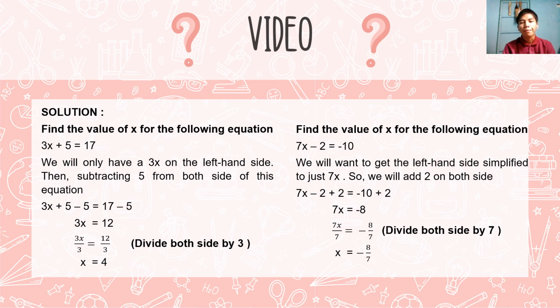Find the value of x for the following equation. 7x minus 2 equals minus 10. We will want to get the left-hand side simplified to just 7x. So we will add 2 on both sides. 7x minus 2 plus 2 equals minus 10 plus 2. So we got 7x equals minus 8. Divide both sides by 7. So we got x equals minus 8/7.